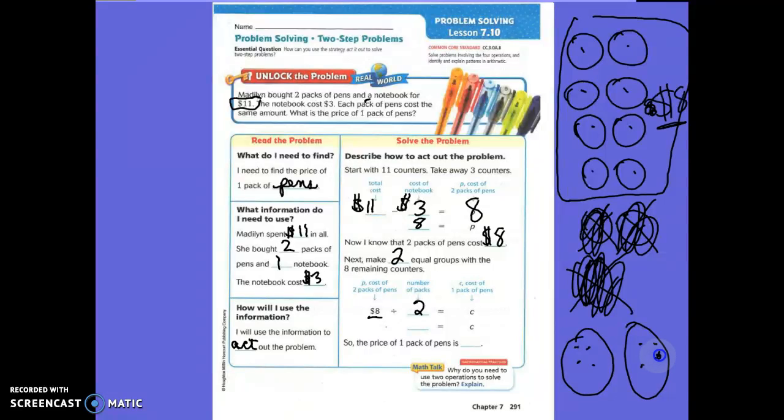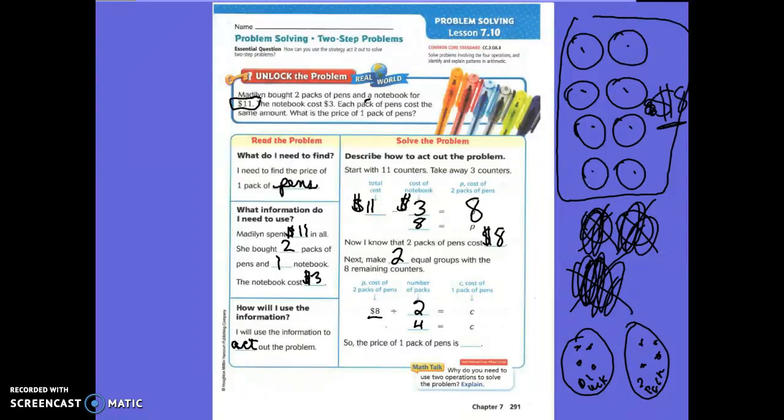So how much did each pack cost? This is one pack, this is two packs. 8 divided by 2 is what? 4. Each pack costs $4.